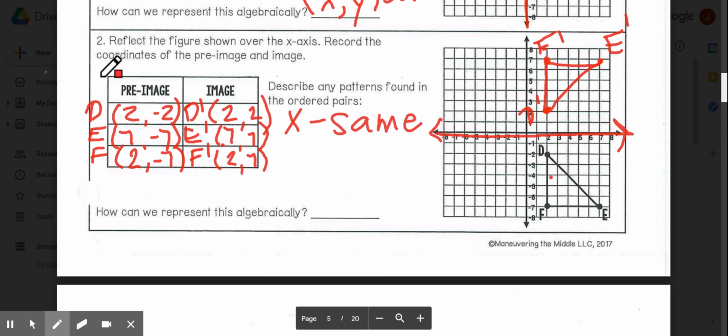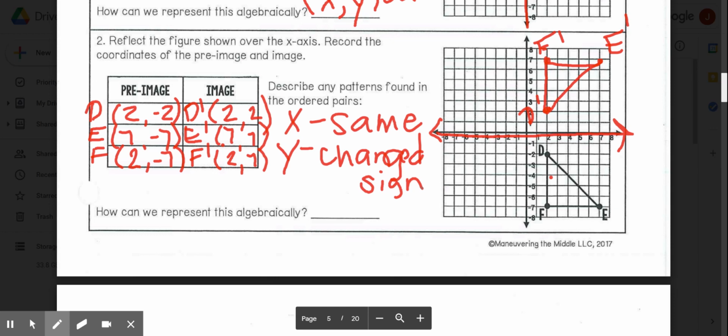And our y values, when we look at our y values, -2, -7, -7, 2, 7, 7, they just flipped in sign. Those y values, when we translated them, they just changed in sign. So the y values changed sign.